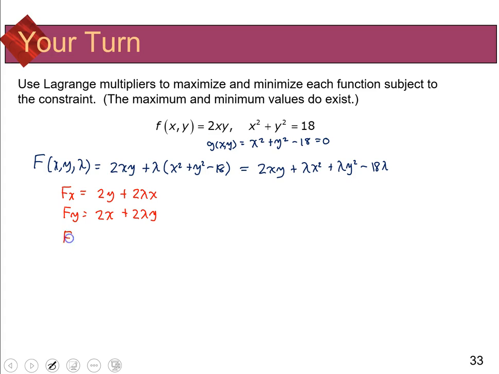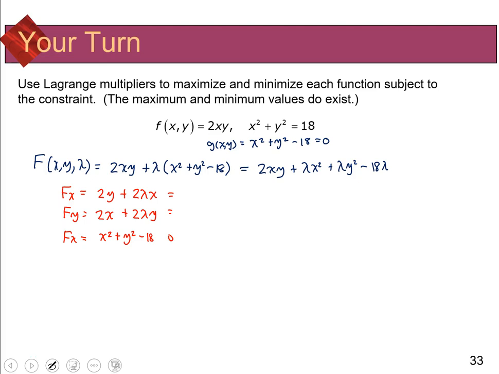And of course, the partial with respect to lambda, again, ends up being the g of x, y function I come up with, and that's because the 2xy is a constant, and everything else, the lambdas are just going to basically disappear when I differentiate. And these are all set equal to 0.